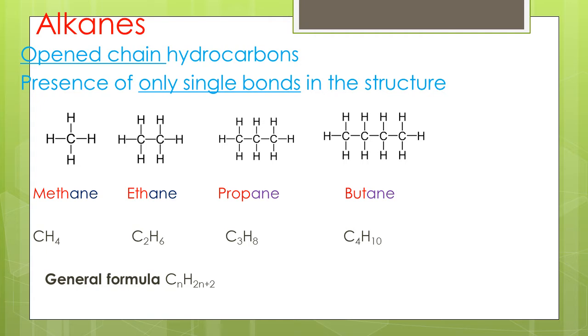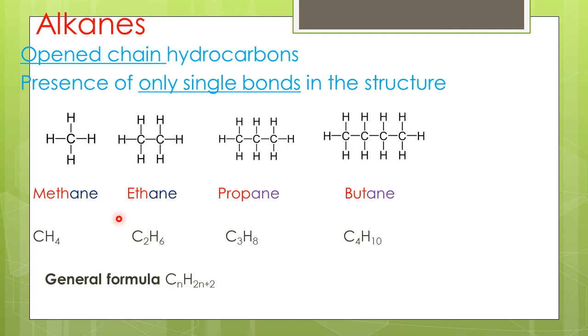Let us see the first hydrocarbon of this type. There is one carbon atom and four hydrogen atoms in the structure. So its molecular formula is CH4 and it is called methane. Here meth means one carbon atom and ane means presence of only single bonds in the structure.